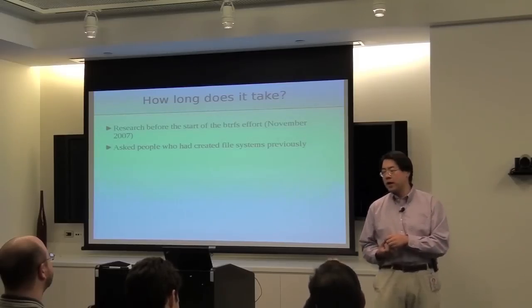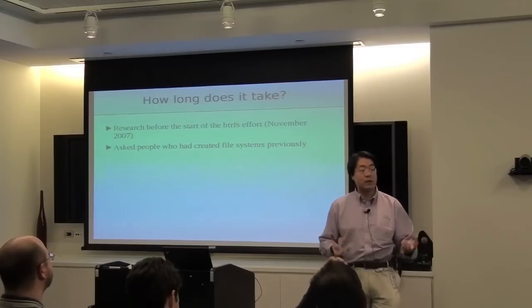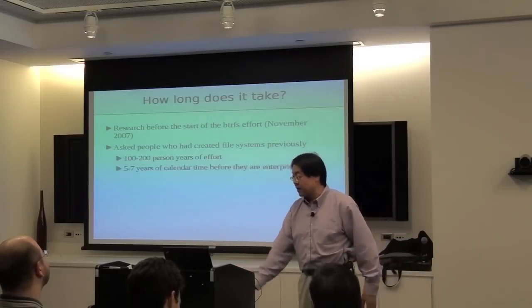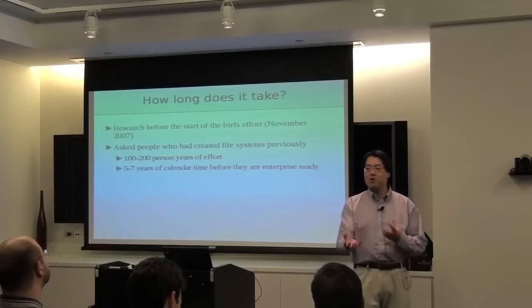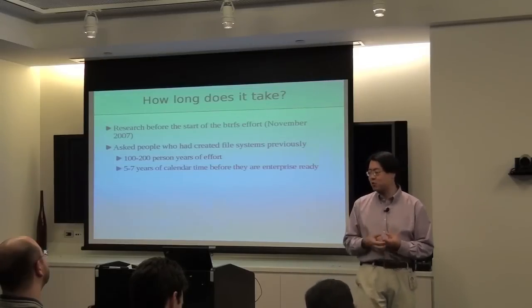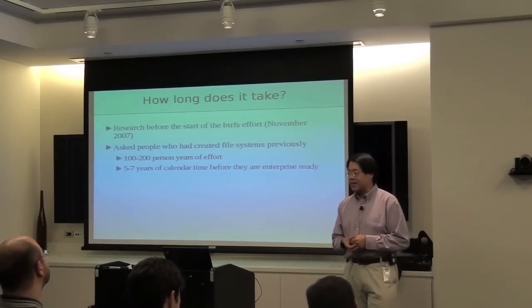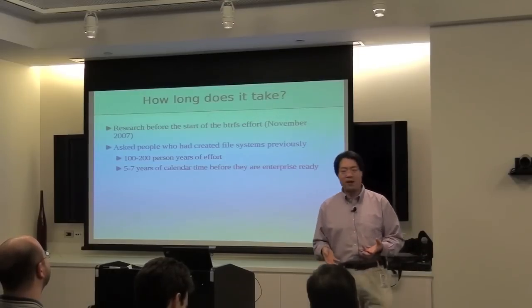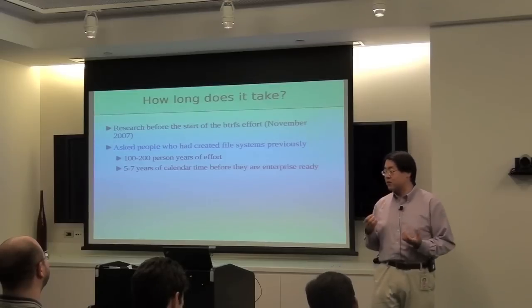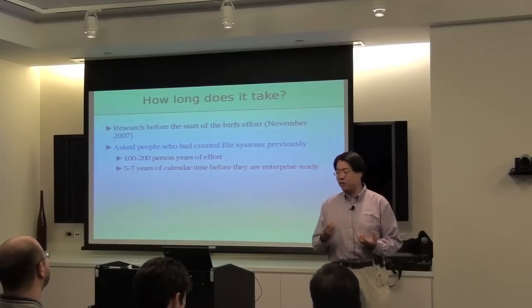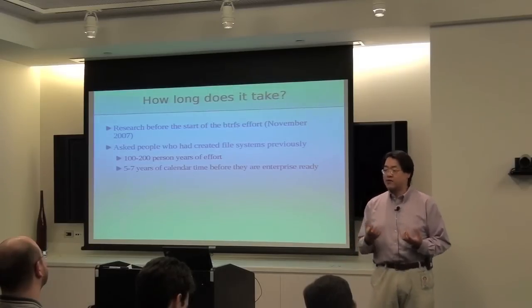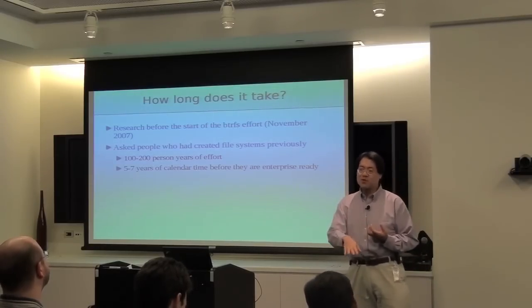At Digital, ADVFS was another file system that had been around. And the answer that we got back was between 100 to 200 person years worth of effort. And because of Brooks' Law, you can't just put 200 people on a project. So it's 5 to 7 calendar years of real time before the file system is enterprise ready. And some would actually say those are minimum numbers.